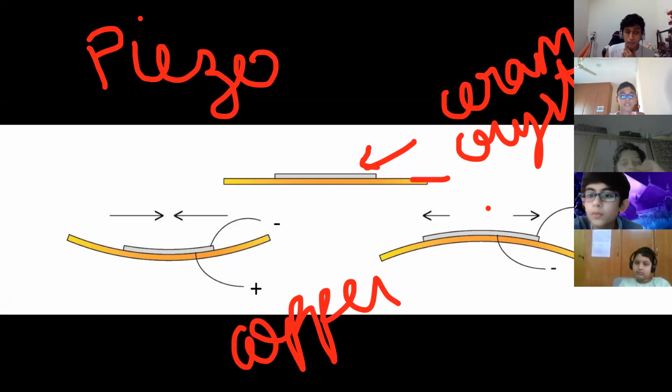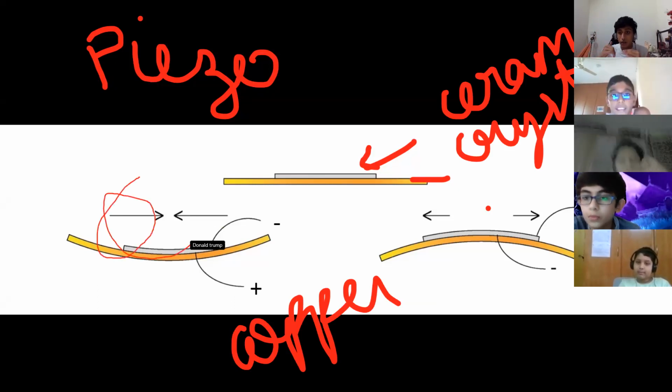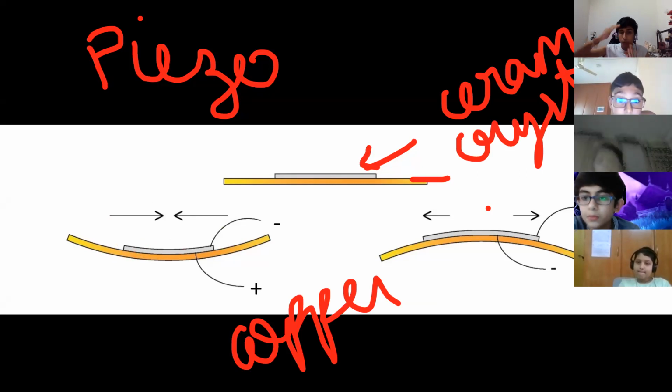So the special property of the ceramic crystal is, depending on the direction in which current is flowing through it, which side you connect positive and which side you connect negative, it either contracts or it expands. And we use that contraction and expansion to produce sound, basically. It's as simple as that.